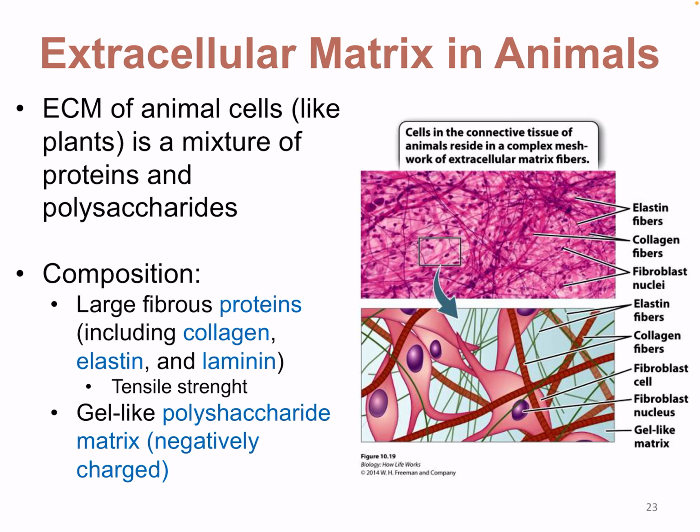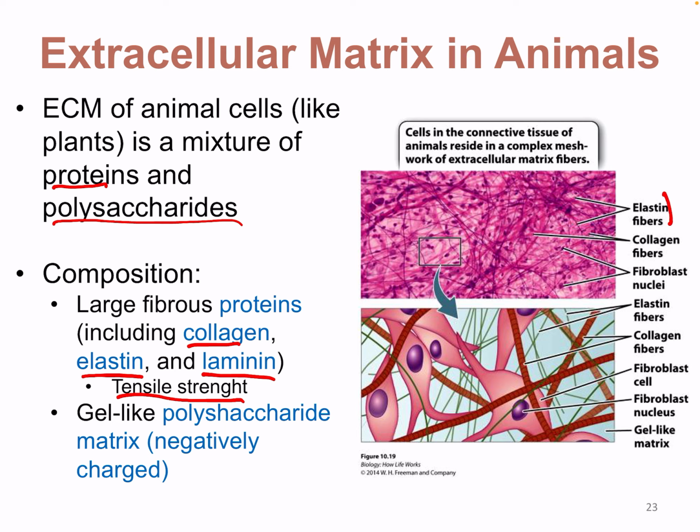So in animals, the ECM, like in plants, is a mixture of proteins and polysaccharides. Its composition is mainly large fibrous proteins, including collagen, elastin, and laminin, and this gives it its tensile strength. There's a gel-like polysaccharide matrix, which is negatively charged. So here we can see cells and connective tissue of animals reside in a complex meshwork of extracellular fibers.